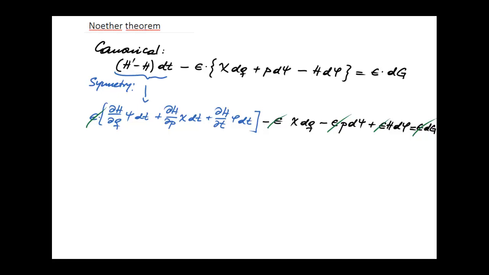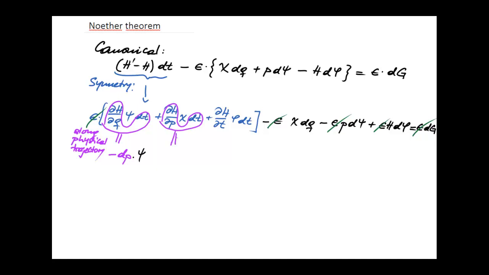Now, along a physical trajectory, the partial derivative of the Hamilton function with respect to q is minus p dot, minus the total time derivative of momentum. Minus p dot times dt gives minus dp. So this is minus dp times psi. So along a physical trajectory, we can make that replacement. In the same fashion, we can take a look at this partial here.